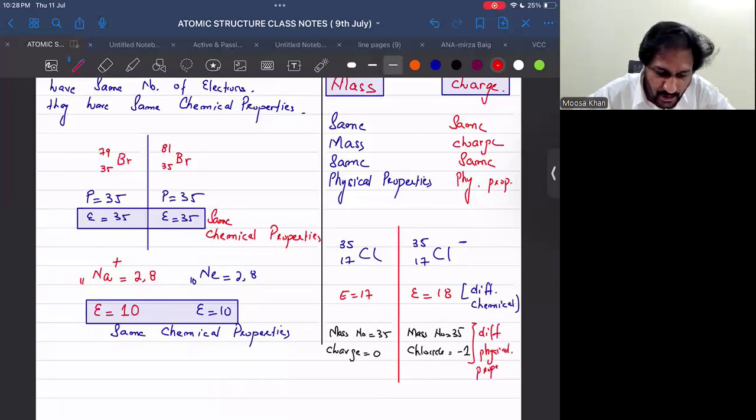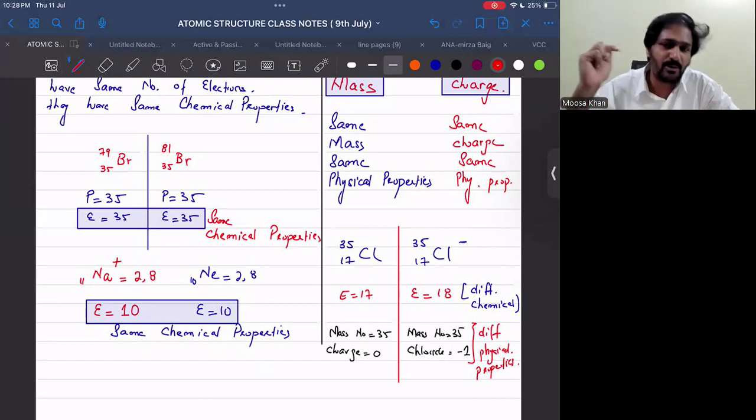समझ आती है बाकी लोगों को ये बात? सिर्फ मास का सेम होना काफी नहीं है, चार्ज भी सेम होगा. इनमें से कोई भी एक चीज डिफरेंट है तो डिफरेंट फिजिकल प्रॉपर्टीज है. हाँ, अगर दोनों सेम सेम है, मास भी सेम है, चार्ज भी सेम है, तो फिर फिजिकल प्रॉपर्टीज सेम है, और इलेक्ट्रॉन्स इक्वल है तो केमिकल प्रॉपर्टीज सेम है.